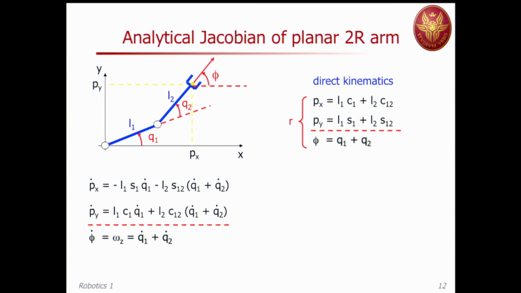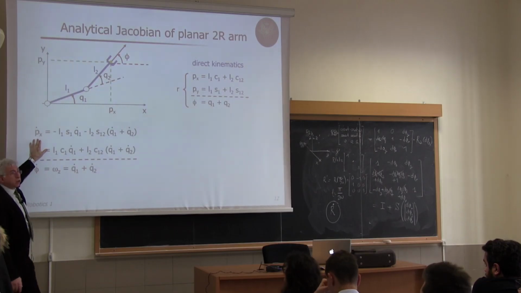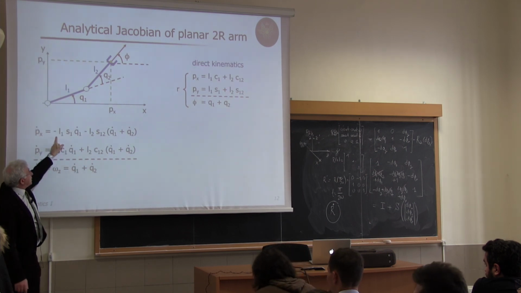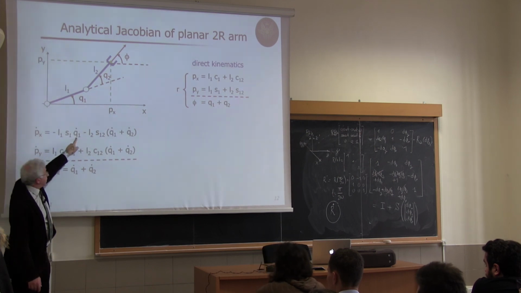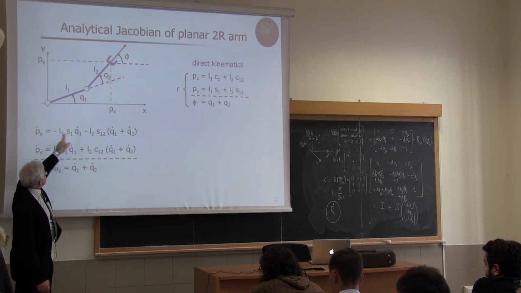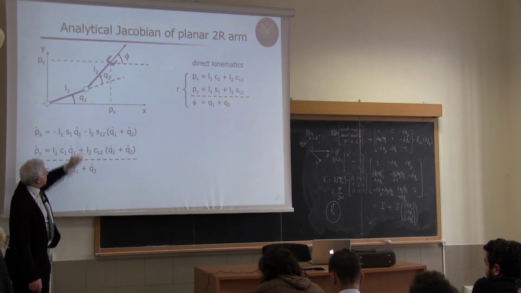So remember, this is the way in which I present it here, but you will never do this. Here I'm taking the derivative with respect to time. So I take this expression. Let's just read one of these. So this is px dot. I have L1 C1. So I take this partial derivative with respect to q1, and then q1 with respect to time. So the partial derivative is minus L1 S1, and then q1 dot.